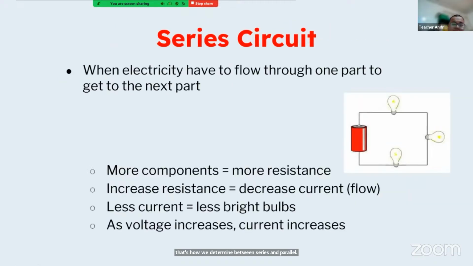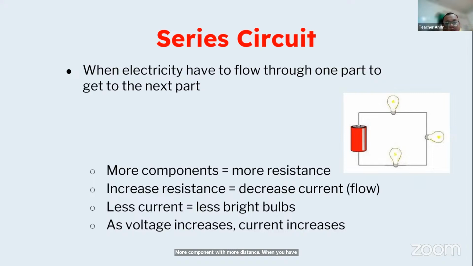When the electricity has to flow through one part to get to another part, like in a series circuit, there's a problem. More components mean more resistance. When you have increased resistance, there's a decrease in the current flow. When there's less current, your light bulb will appear less bright. So therefore, as voltage increases, current increases. And because there are too many light bulbs in a circuit, they're causing a lot of resistance, your light bulbs will light up, but less bright.